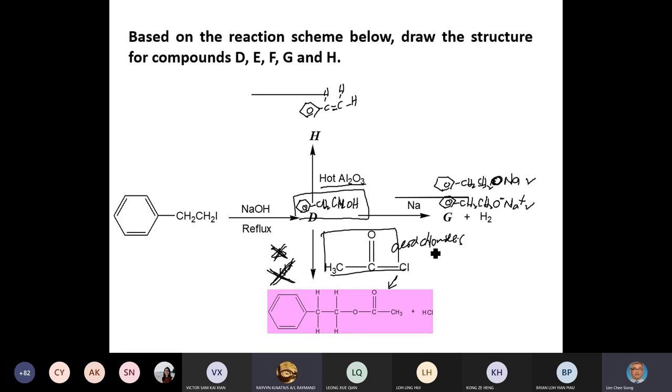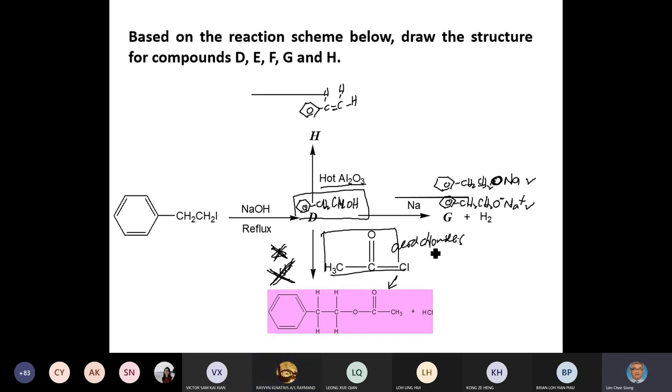Sir, the last one, is it esterification or acylation? Okay, this one is the formation of ester, but normally we won't call it esterification. This one we call acylation. So that means only when carboxylic acid and alcohol react do we call it esterification. Yes, correct. Okay, thanks. Welcome.